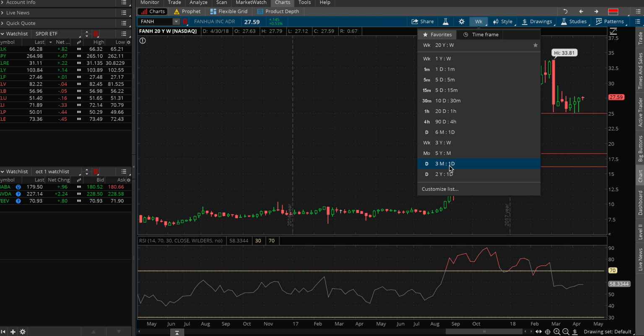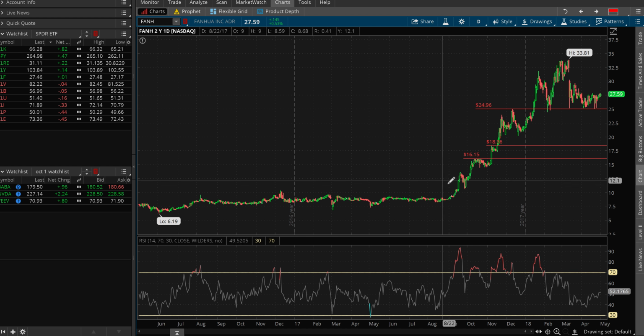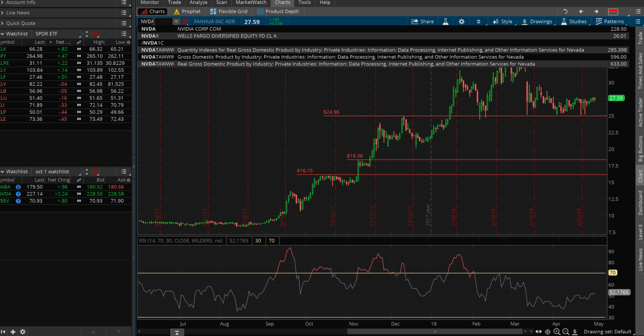Either you try to play it on a pullback, right? If you look at this stock, it doesn't really pull back too well. Let's try to go back to 6 months daily, so 2 years daily. So this stock is really not a pullback stock. This is more of a breakout stock, because whenever it sets up as a bull flag, it really goes really well, right?